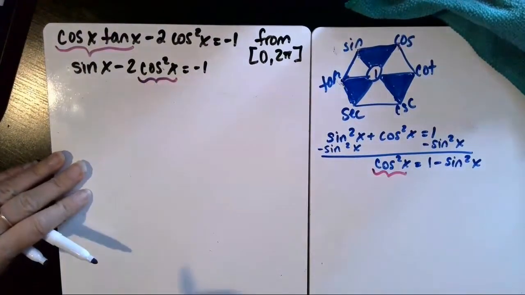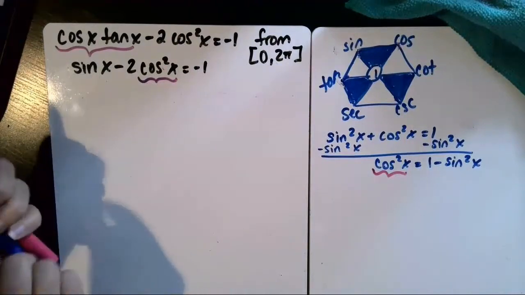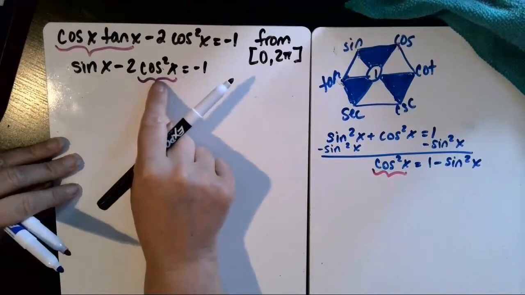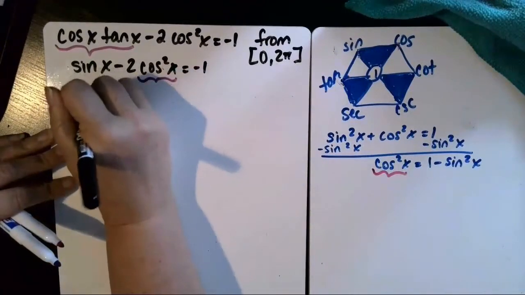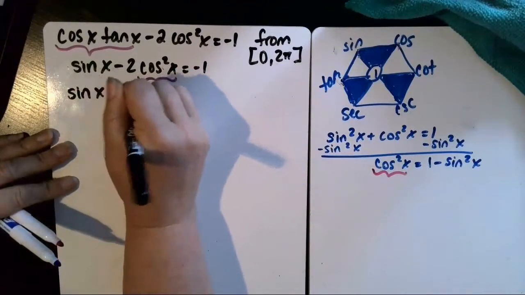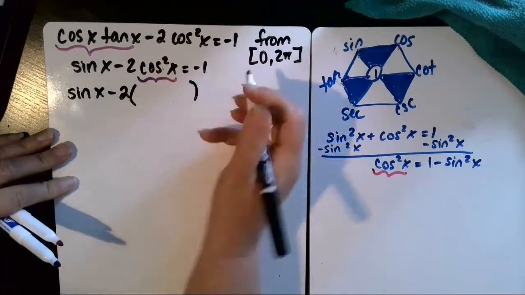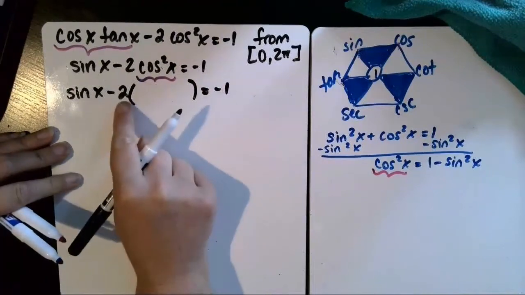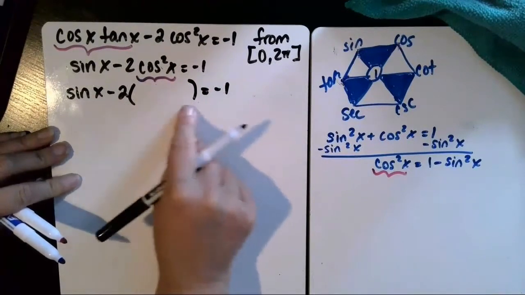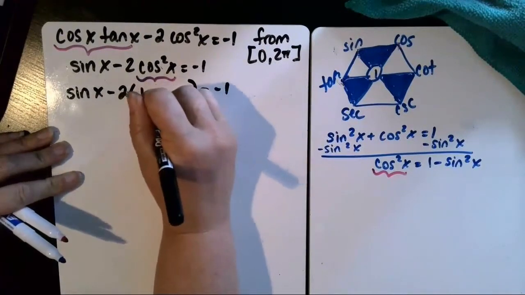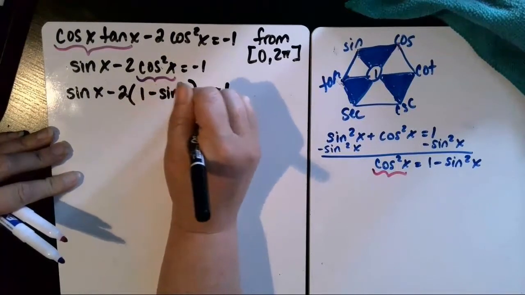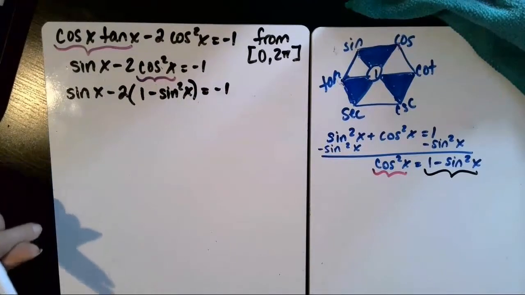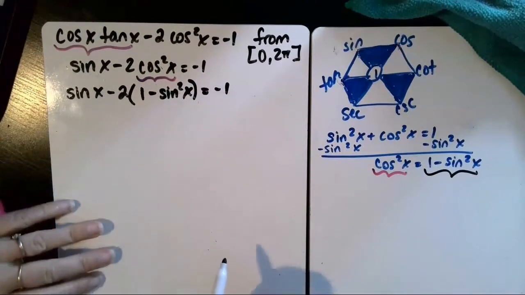Now we have to be careful because this is a -2 as the coefficient on the cosine squared x, so when we're rewriting sine x minus 2, we're going to need to encase the substitution in parentheses so that that -2 coefficient applies to the entire identity, 1 minus sine squared x, which we got from our Pythagorean identity with the trig hexagon.